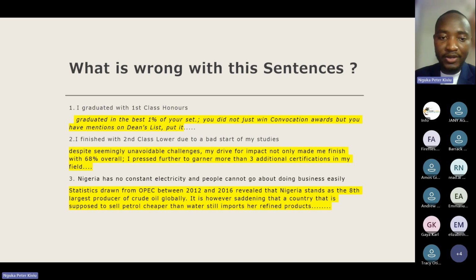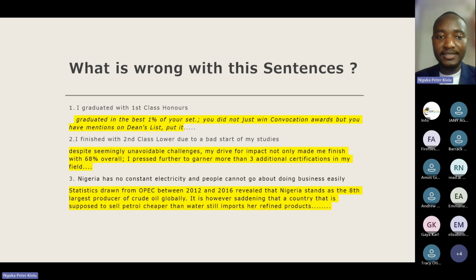globally. But it's however saddening that the country is supposed to sell petrol cheaper than water, still imports her refined products. So you have given us a context of this problem. But again, you have referred to an international organization, which is OPEC, that deals with the oil-producing countries. So we can go to OPEC and we can refer this.